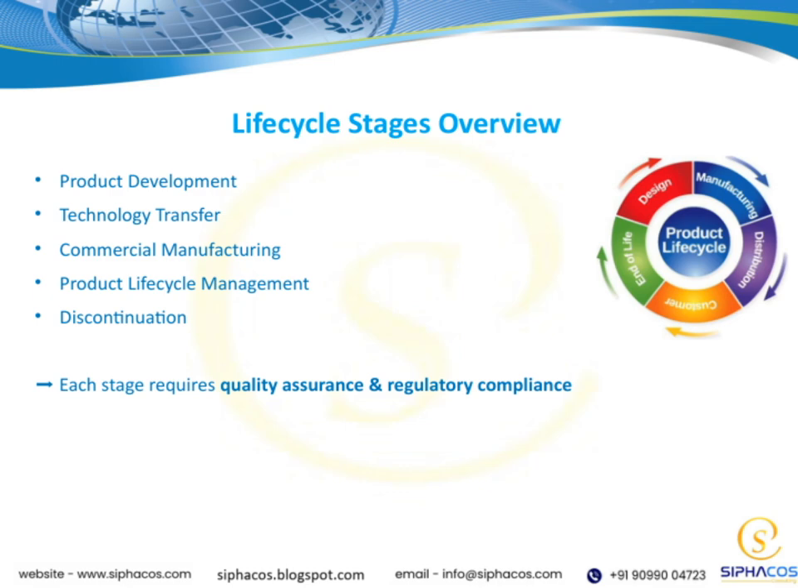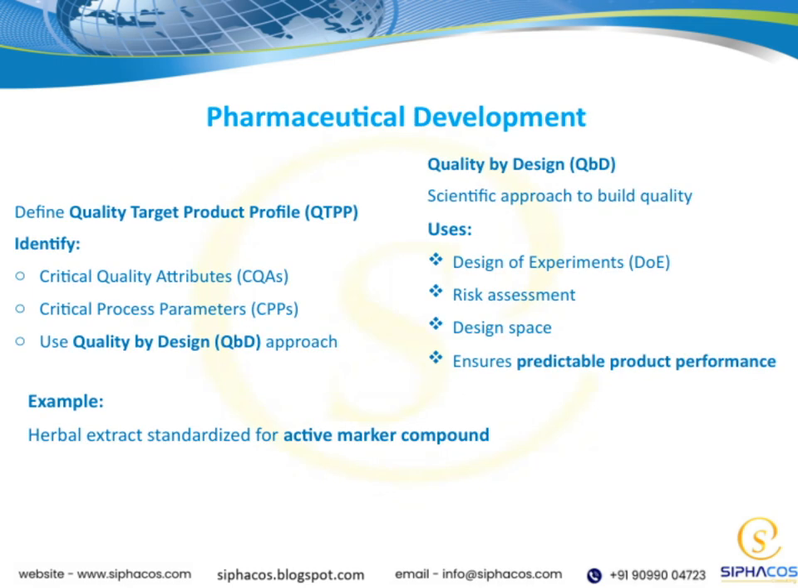Throughout all these stages, one thing remains constant. Each requires rigorous quality assurance and strict regulatory compliance to ensure safety, efficacy, and quality. Understanding these stages helps us see how every phase is interconnected and essential to delivering a successful, compliant product from start to finish. Let's take a closer look at this example, a herbal extract that's been standardized for its active marker compound. This highlights how quality is maintained through precise standardization.